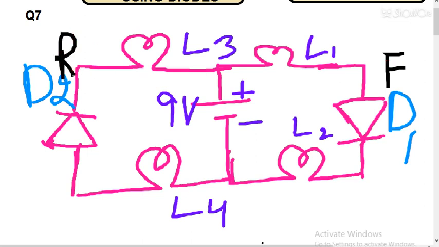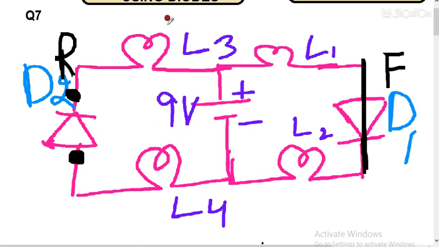So now see what will happen. The reverse biased diode will act as an open switch and the forward biased diode will act as a closed switch, or you can say diode D1 will act as an on switch and the reverse biased diode will act as an off switch. This we have already discussed in the beginning of the video.